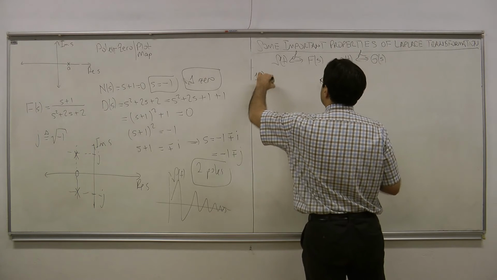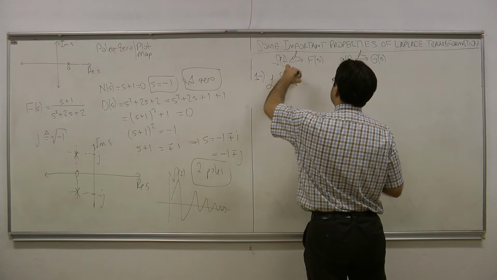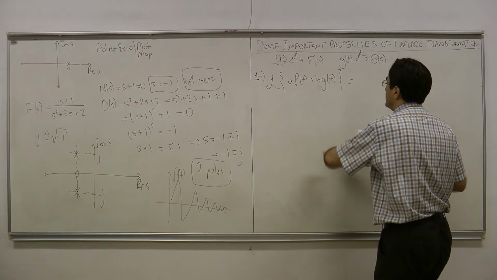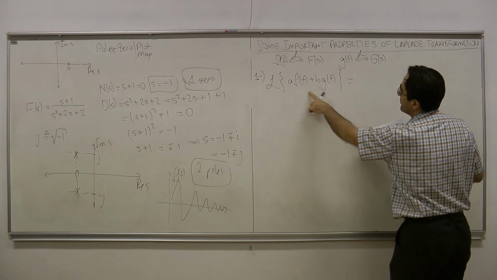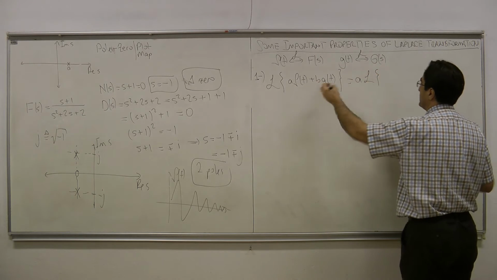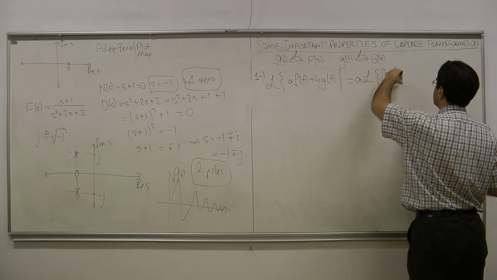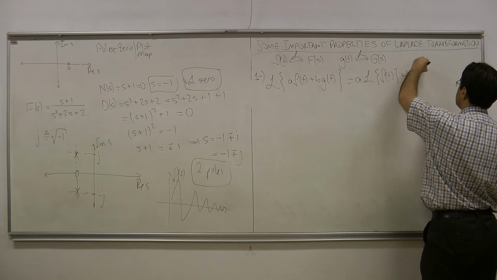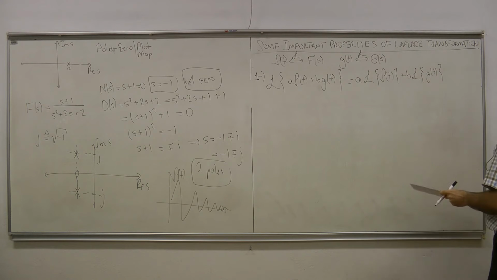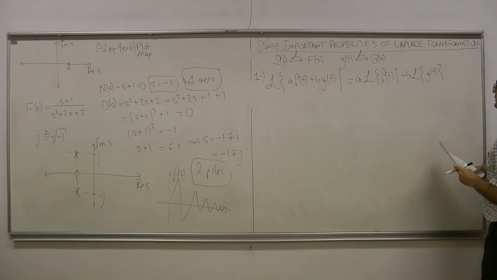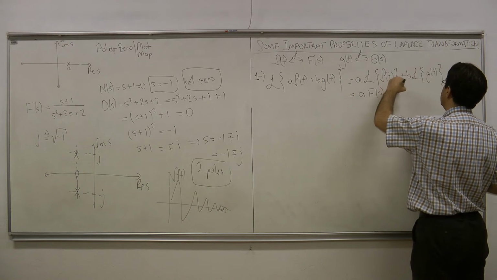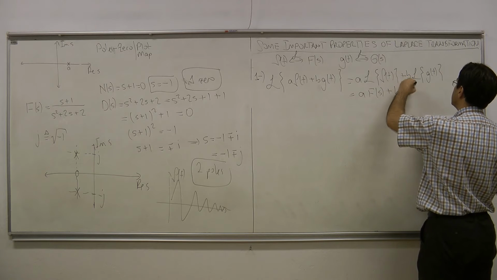The Laplace transform of a function a f of t plus b g of t is going to be, so the Laplace transformation of a linear combination of two functions will be the same linear combination of the Laplace transformations of these functions individually. This can be just proven by using the integral definition. And this is nothing but a times F of s plus b times G of s.